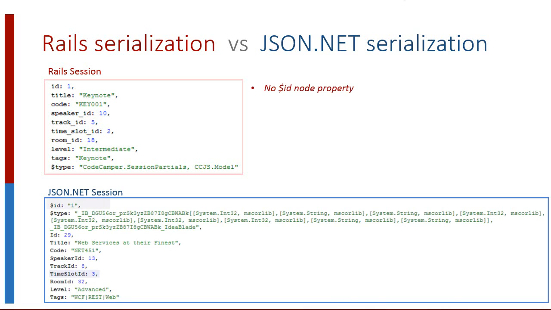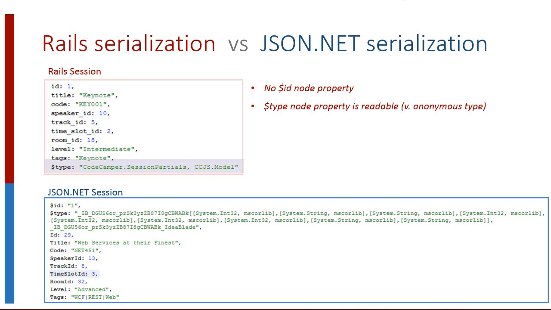For example, there is no $id node property. By the way, they both have IDs. Those are the IDs of the objects. But what's missing is the $id node property, which describes the package. And that's missing from the Rails side because we're not going to use it on the client side, so why bother creating it? We are creating and sending the $type node because that's the most convenient way for the Breeze client to distinguish data for one entity type from another. So, for example, to distinguish session data from a speaker's data.